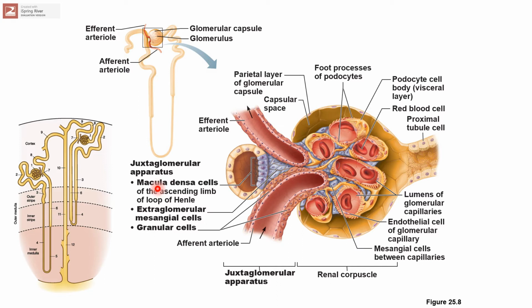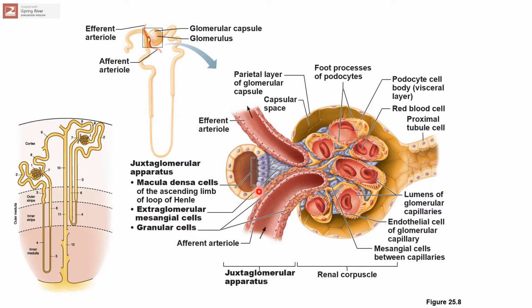Once everything is filtered out from the blood into the glomerular capsule, as it passes through different parts of the nephron, a lot of important substances are reabsorbed back into the bloodstream because the nephron is surrounded by peritubular capillaries. All the parts of the nephron are surrounded by a whole bunch of capillaries, and they constantly function in reabsorption of anything that is required by the body.